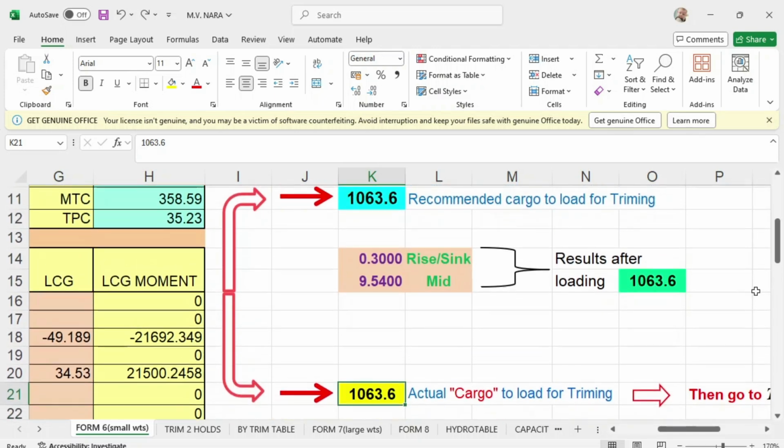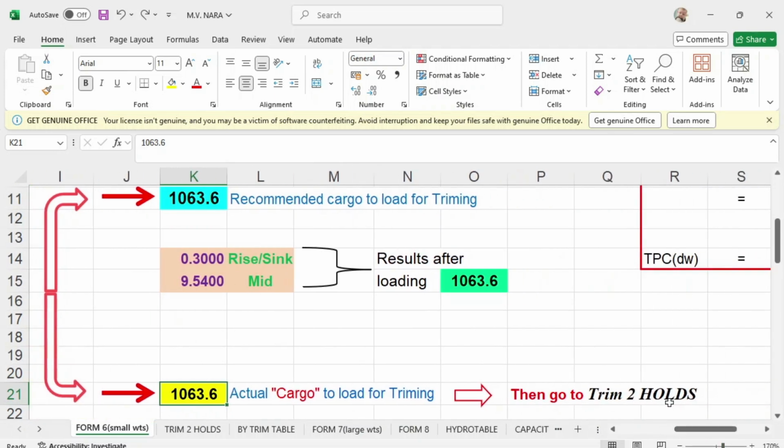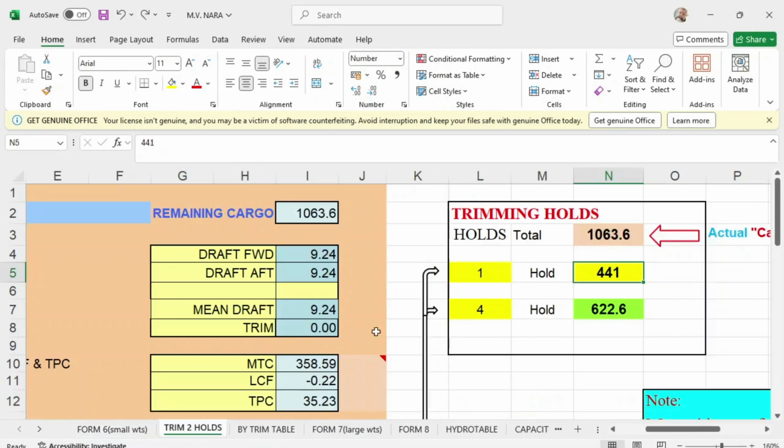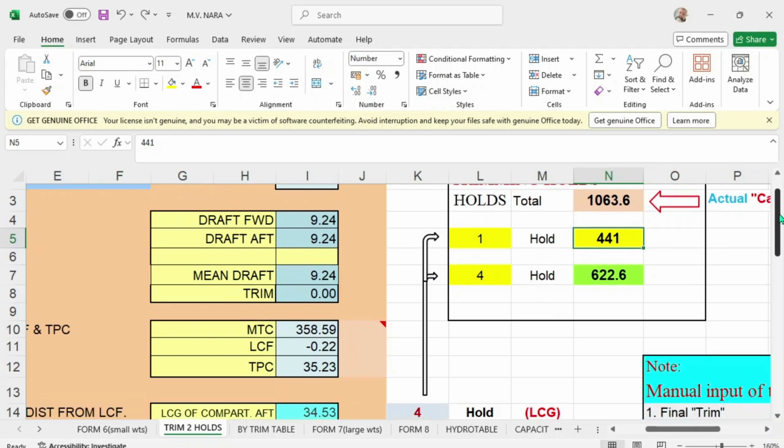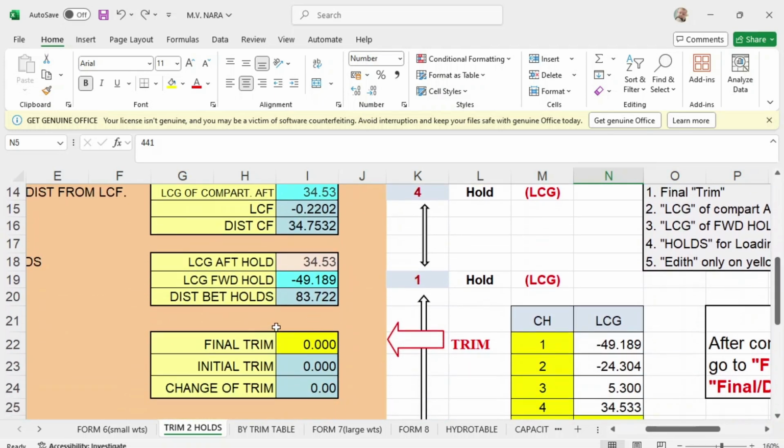Okay, so once you already put this figure, it says here, then go to trim 2 holes. So I go to trim 2 holes. Take note of this figure, and you have here 1063.6. Okay, and your trimming holds are 1 and 4. This is your initial drop, and let's say your departure will be no trim, so you put here 0.